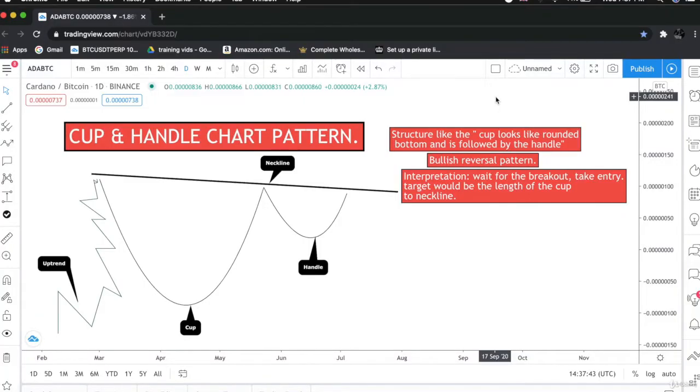Hello everyone, this is the cup and handle chart pattern. The cup and handle, as the name indicates, its structure is like a cup, which is a rounded bottom, followed by the handle, as I have labeled below.